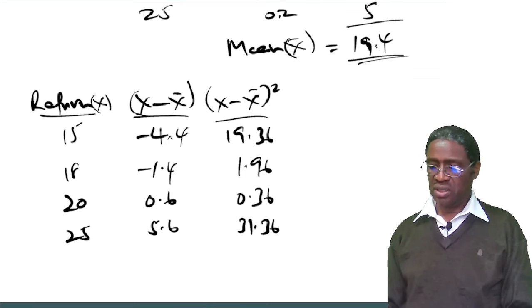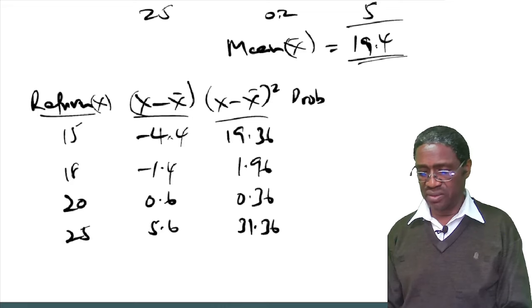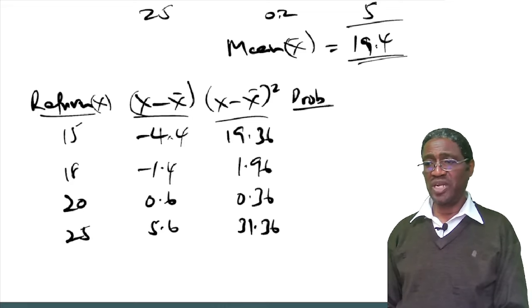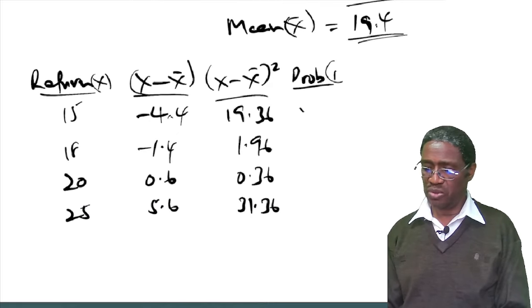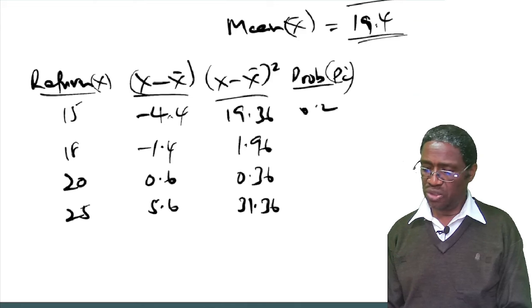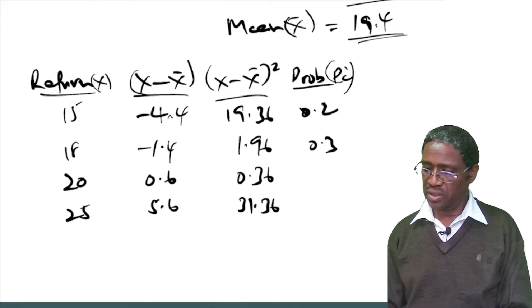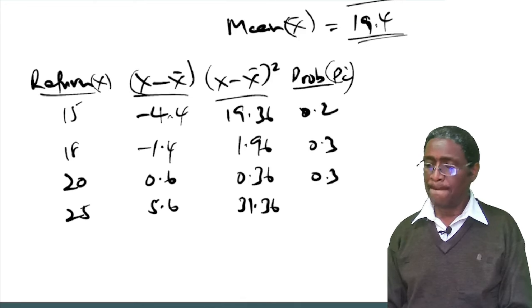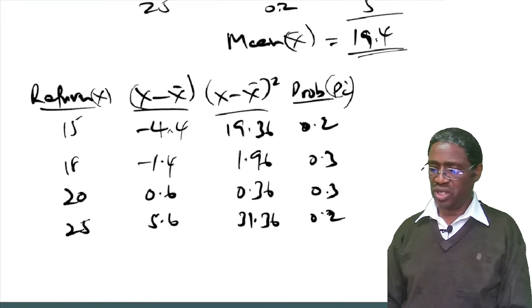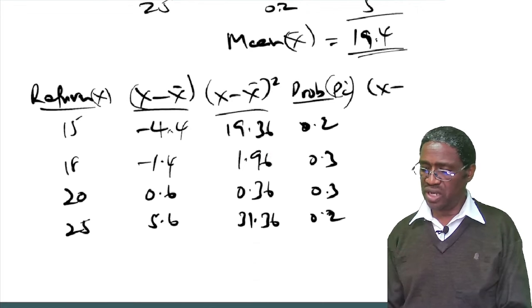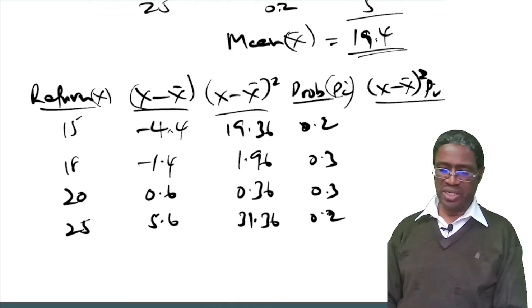Then I multiply them by the probability. What is the probability? The first was 0.2, this is probability Pi. The second was 0.3, then 0.3, and the last one was 0.2. So I say here, X minus X bar squared times Pi.